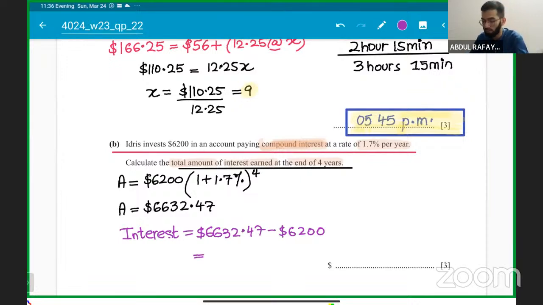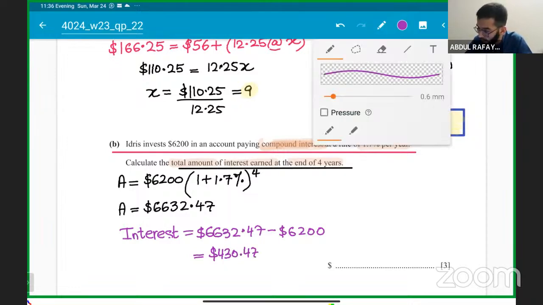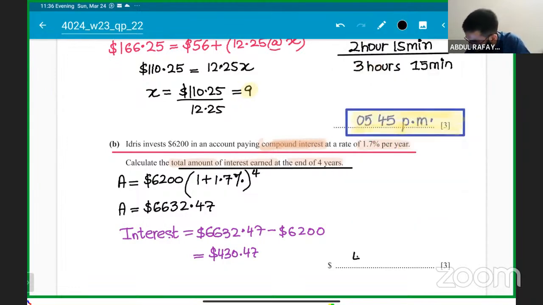And that is basically 6,632.47 minus 6,200, which I am getting as 430.47. Okay, so this is coming, sir, 430.47. I can round off to one decimal place as well, 430.5 can also be written. Sorry, 6,632, a small calculation mistake. 432.47 will come, students.